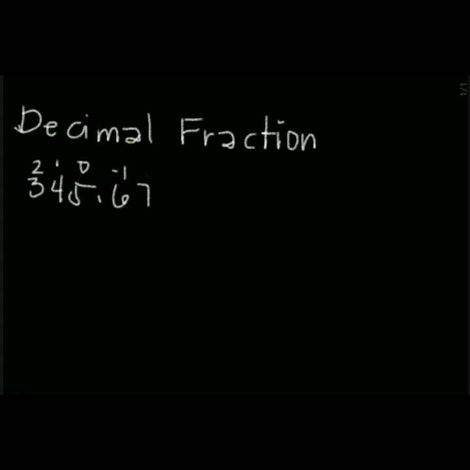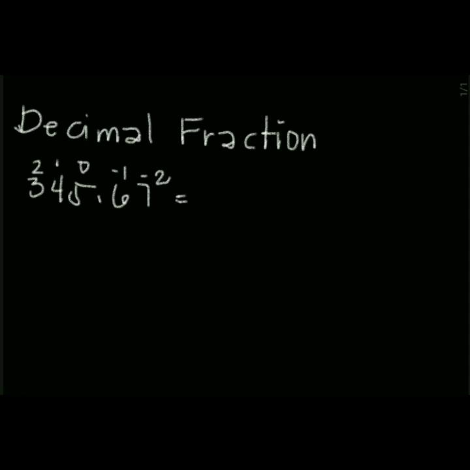The second type of decimal system is the decimal fraction. Now, a decimal fraction is also expressed as a decimal integer, but the digits to the right of the decimal point are the negative powers of 10. For example, we have 345.67. 5 has the place value of 0, 4 is 1, 3 is 2. Now we're going to move to the next. 6 has the place value of negative 1, 7 is negative 2.